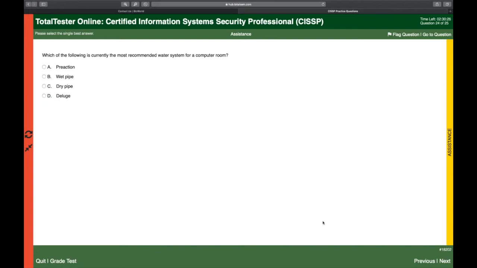But number 24, which of the following is currently the most recommended water system for a computer room? Yeah, we've seen this one before. Hey, Charlie. Yeah, I think that's what we thought the first time. Anyone else? I think it's the Delta. Deluge? No, not Deluge. I was going to say Alpha. Yeah, Alpha is correct. It is Alpha, pre-action. Deluge, you definitely don't want a ton of water coming out into your computer room.